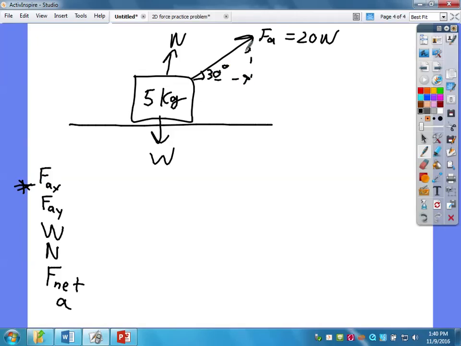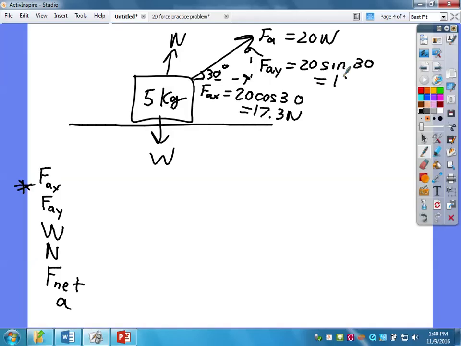Let's find the two components first. Is that what I have to solve for first? No, but I'm going to do it that way. So F_Ax is going to be the cosine component, so this is going to be 20 cosine of 30. F_Ay is going to be 20 sine of 30. Again, if you go back and do your trig, you understand that. F_Ax is 17.3 newtons. F_Ay is going to be 10 newtons.